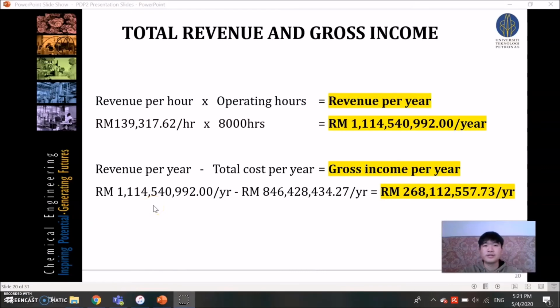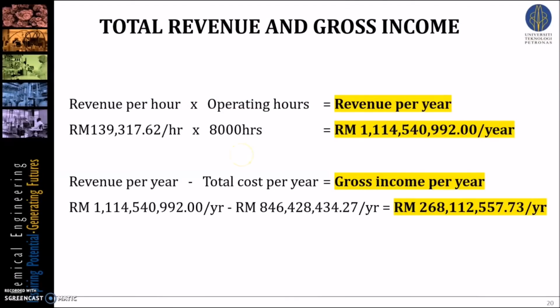Thank you, Nabil. Hi, my name is Tan Tai Yao and I'll be presenting the second part of the cost analysis, which covers the total revenue, gross income, economic potential level 3, EP3, and also the profitability analysis. As mentioned, the plant is operating for 8,000 hours per year. Therefore, the total revenue is calculated to be 1.1 billion ringgit per year. After taking into account the OPEX determined earlier, the gross income of the plant is 268 million ringgit per year.